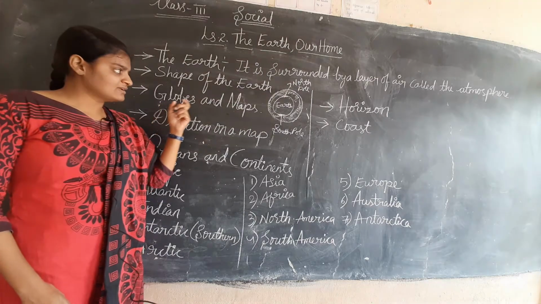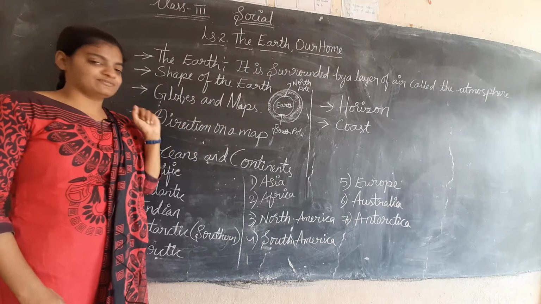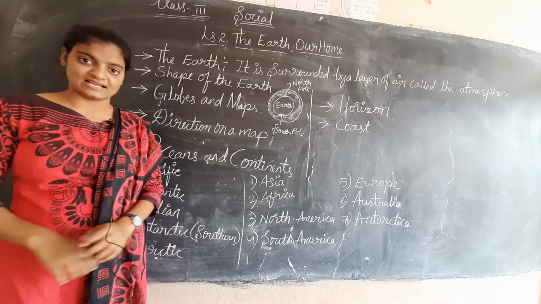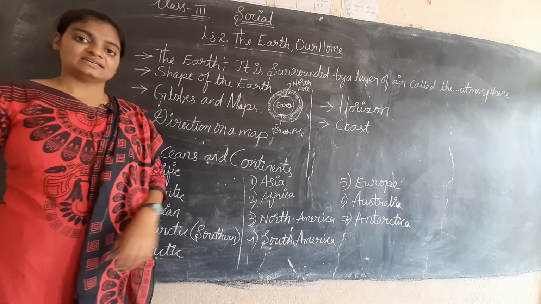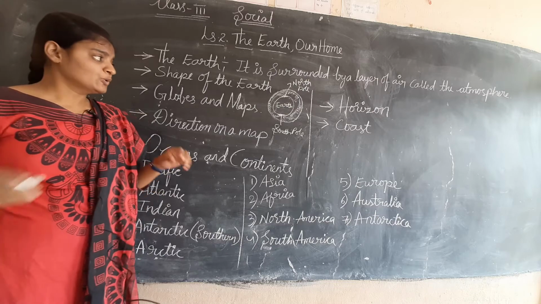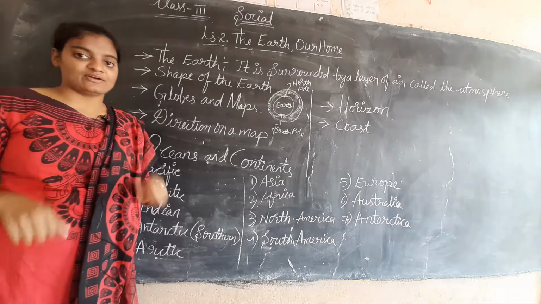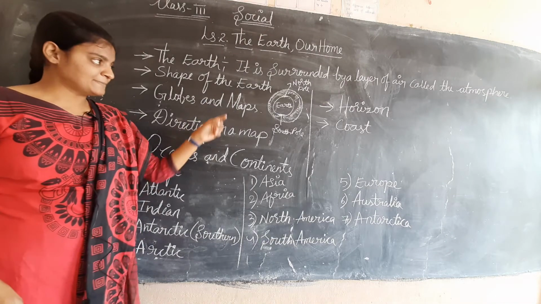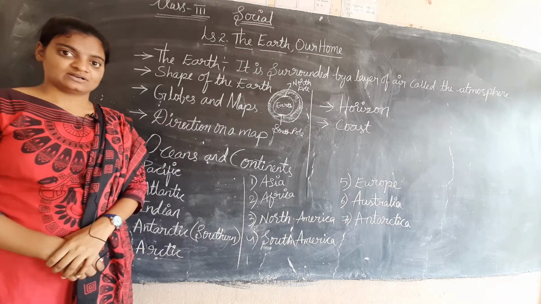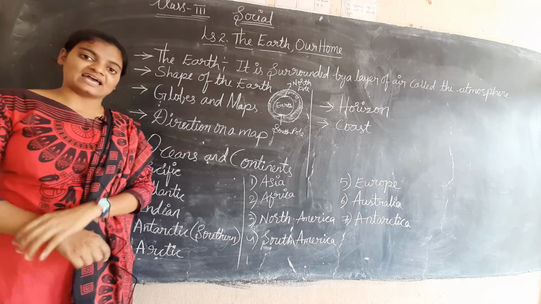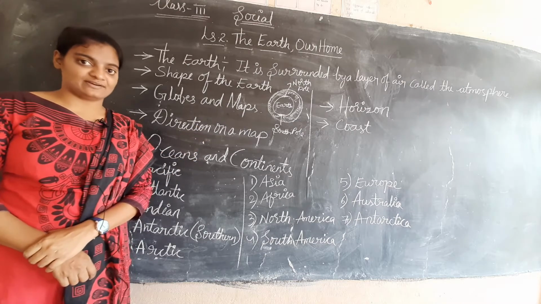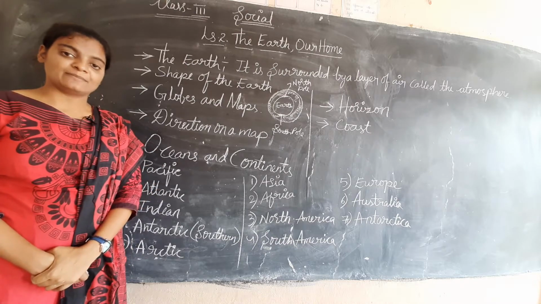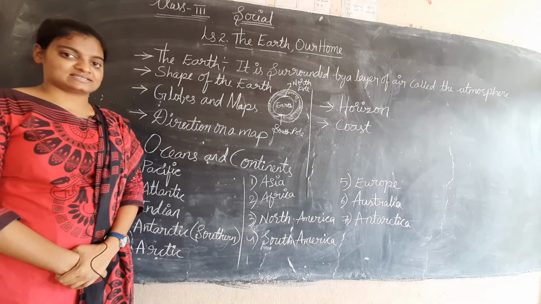And what are maps? It is a bit difficult to carry the globe everywhere, because it is spherical like a ball. It is very difficult to carry everywhere. That is the reason we use maps. Maps are just like paper, so we can carry them everywhere. A book of maps is called an atlas.